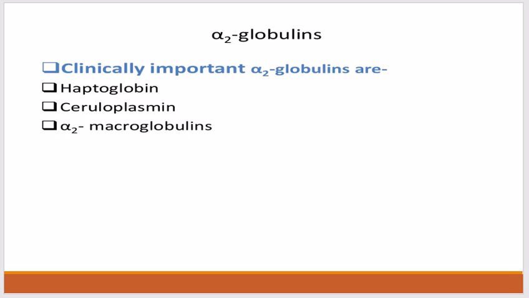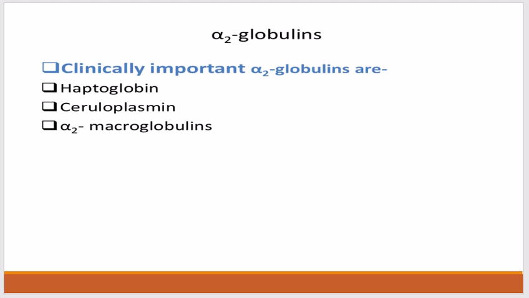The alpha 2 globulins include haptoglobin, ceruloplasmin, and alpha 2 macroglobulin. And the beta globulins include transferrin, C reactive protein, hemopexin, and beta lipoproteins.